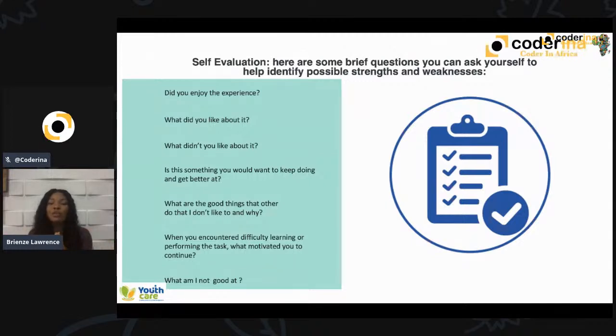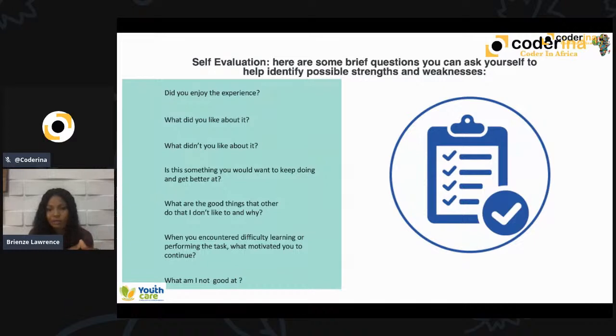The thing that you are going to go and do, when you're done, ask yourself a straight question. Did I enjoy that? What did I like about it? What did I not like about it? Is this something that you would want to keep doing and get better at? Because sometimes we may not be great at these things. The question is, did we like it?